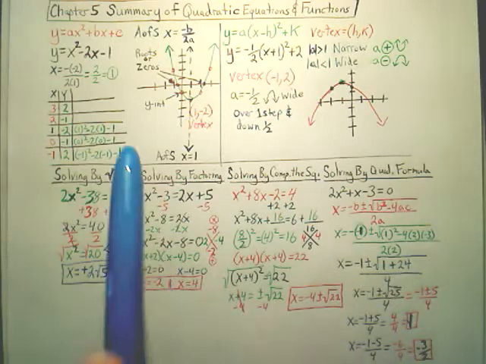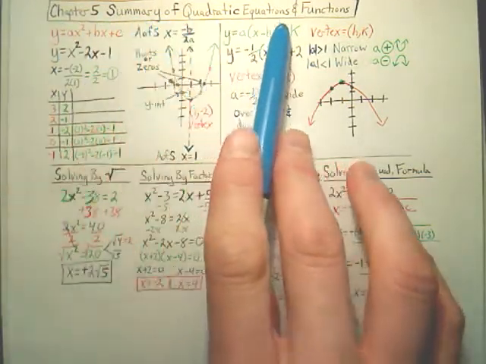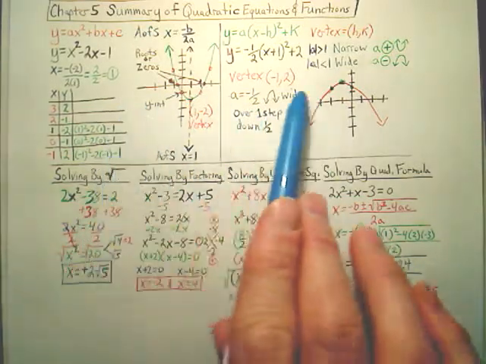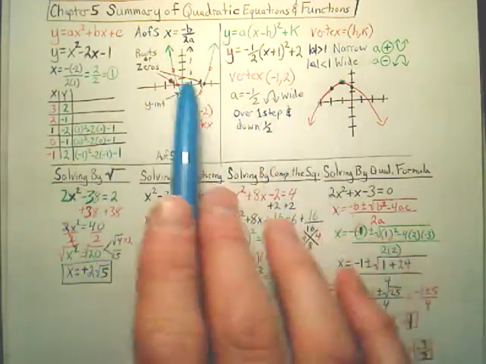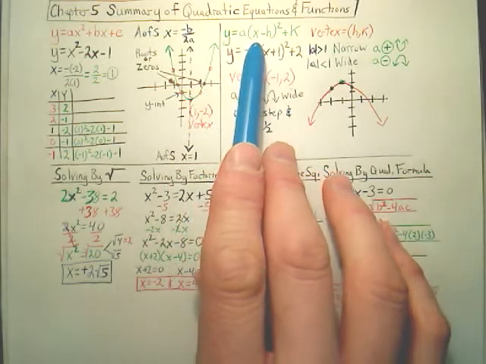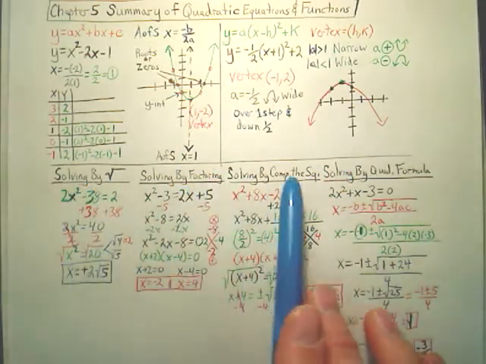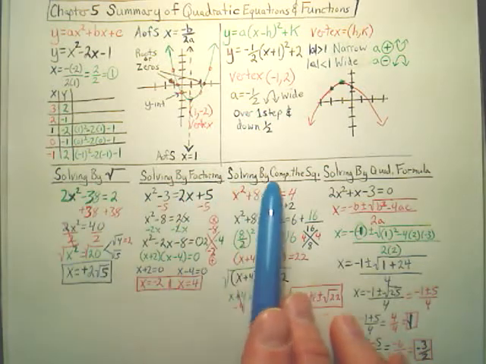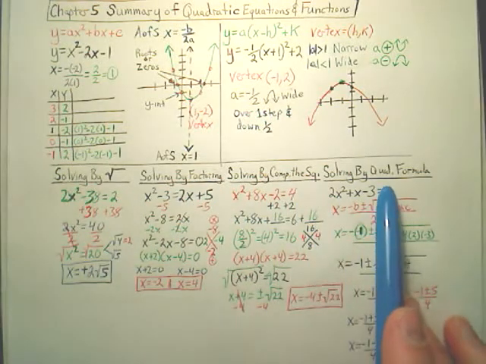Here we go, you guys. Chapter 5, Summary for Quadratic Equations and Functions. What you'll see here is two different quadratics we graphed. One's in standard form, one's in vertex form. And down here we're going to solve different equations using four different methods: square rooting, factoring, completing the square, and quadratic formula.